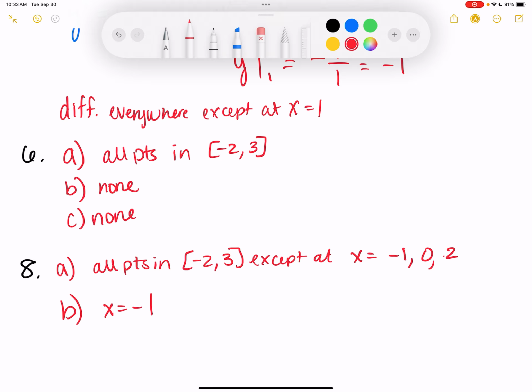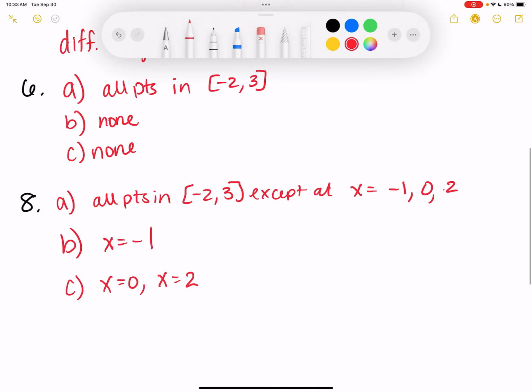And then for part C, neither continuous nor differentiable. Well, any place where there's the jump discontinuity, which would be what's happening at x equals 0, or we have the removable discontinuity where there's a hole, obviously those aren't differentiable, and they're also not continuous. So at x equals 0 and x equals 2, we would have issues there. That would be part C.